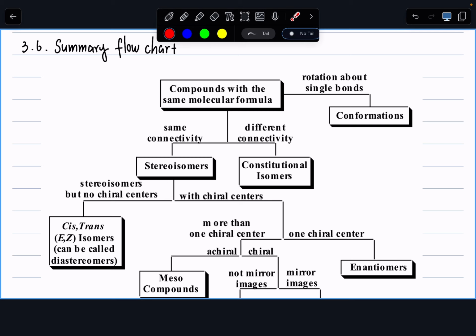So looking at it, when you're talking about a pair of compounds, the first thing you want to ask yourself is, do these compounds have the same molecular formula or not?